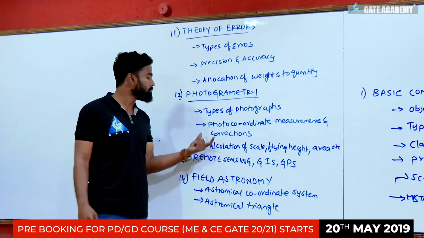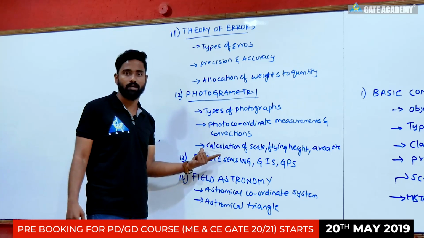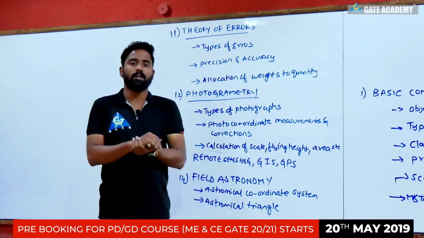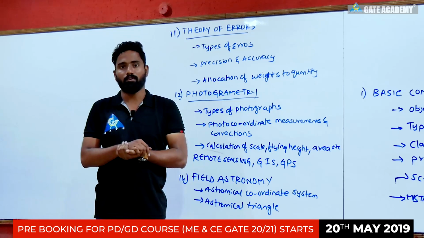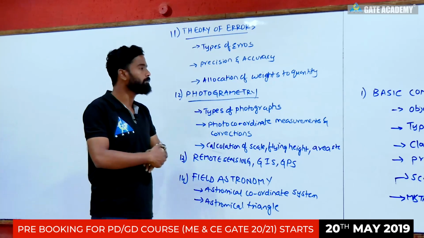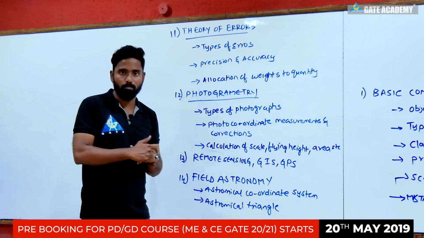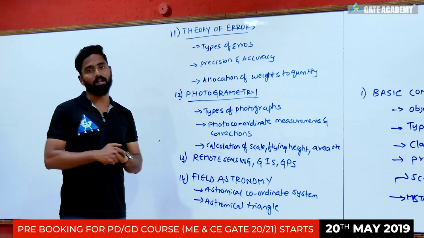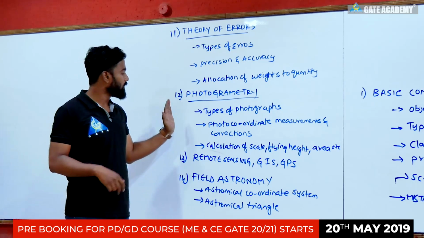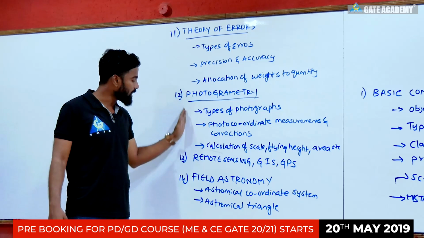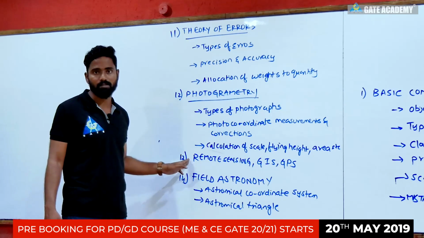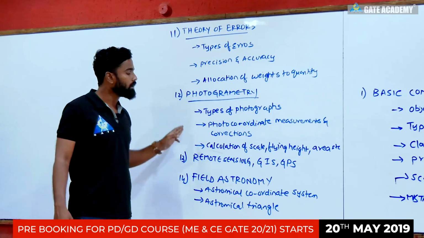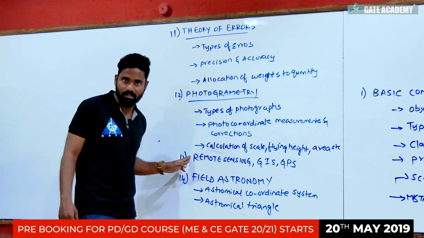All those things can be done by using photographs. And here tilted photographs will also be taken, but in-depth discussion of tilted photographs is not actually necessary from both the ESE and GATE point of view. And recently in GATE, a definite 2 marks question is being asked from these two topics. At least a 1 mark or 2 marks question is being asked from photogrammetry and remote sensing.